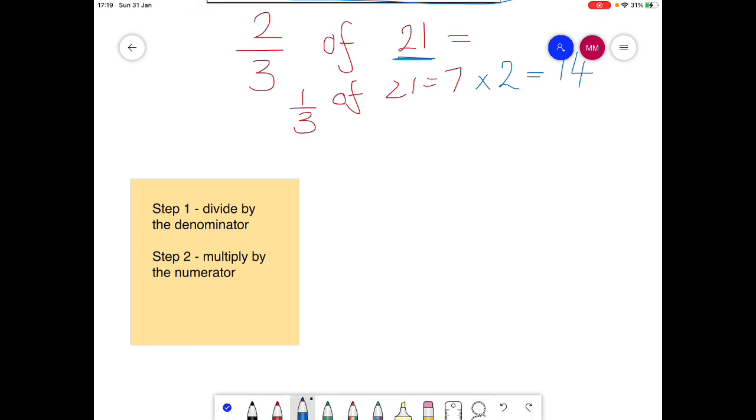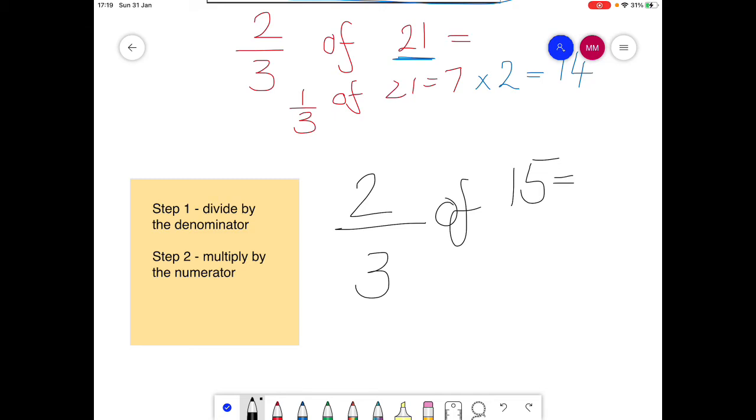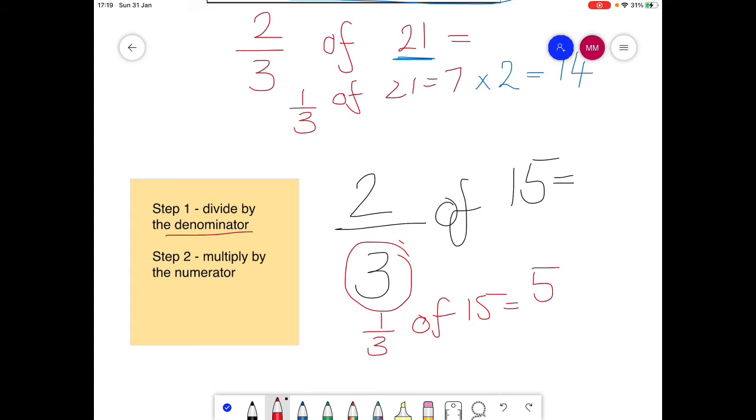So the next example then was, if I was asked to find 2/3 of 15. First of all, I have to divide by the denominator, which is 3 in this instance. So we're splitting it into 3 equal groups here, boys and girls. So what is 15 divided by 3? So let's find 1/3. 15 divided by 3, so you think of your 3 times table. What do you times 3 by to get 15? The answer is 5. So 1/3 of 15 is 5.